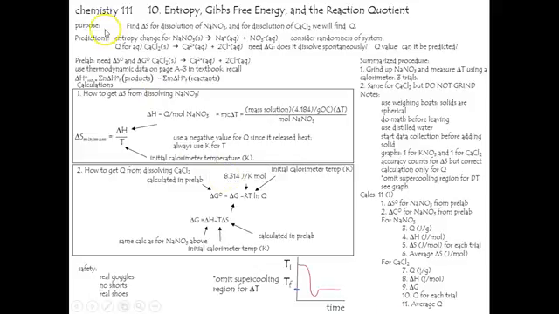The purpose is twofold. One, to find the change in entropy, that's delta S, for dissolving some sodium nitrate. The other purpose is to find the Q value, which is the reaction quotient for dissolving some calcium chloride. Well, that sounds easy enough.